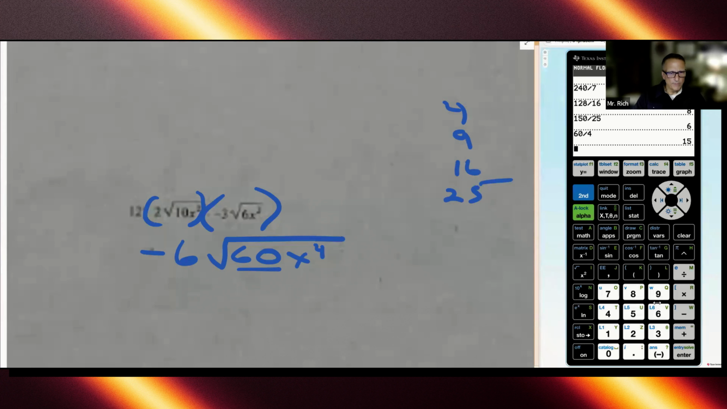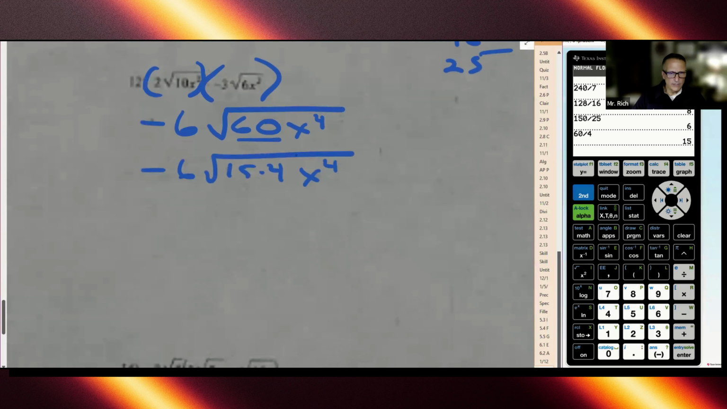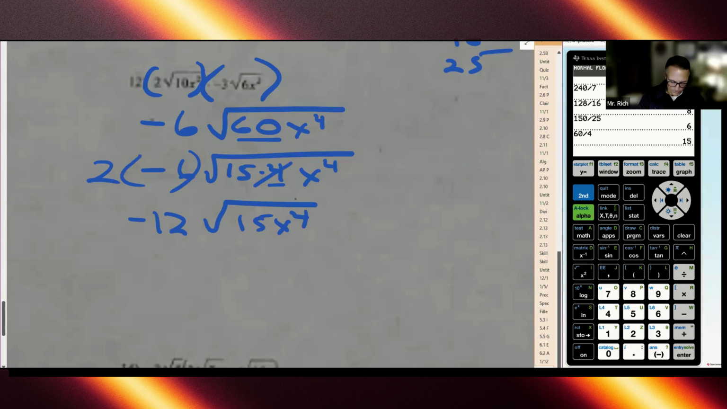It is. So I'm going to rewrite this as 15 times 4 times x to the fourth. And remember, Amber, when you're factoring the 60, make sure that you're using a factor that is a perfect square. I don't want to say that this is 30 times 2 because neither 30 nor 2 are perfect squares. But the square root of 4 is 2, so I can bring that out and multiply the square root of 4, which is 2, times that -6 to give me a -12. Well, that leaves me with times x to the fourth.